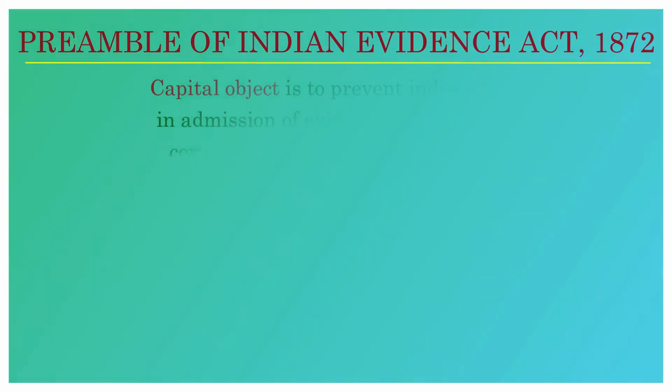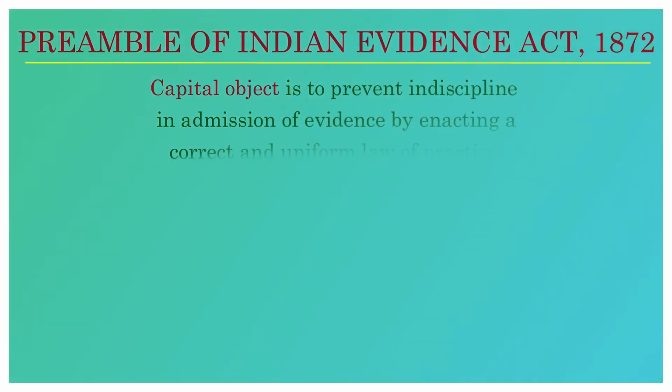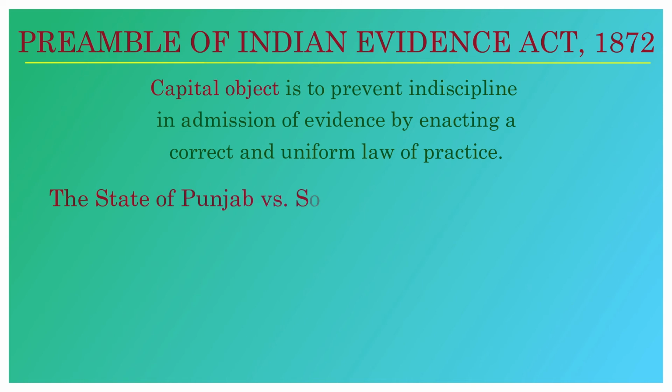Last point is: the capital object is to prevent and discipline the admission of evidence by enacting a correct and uniform law of practices. Let's take one citation to explain the term.